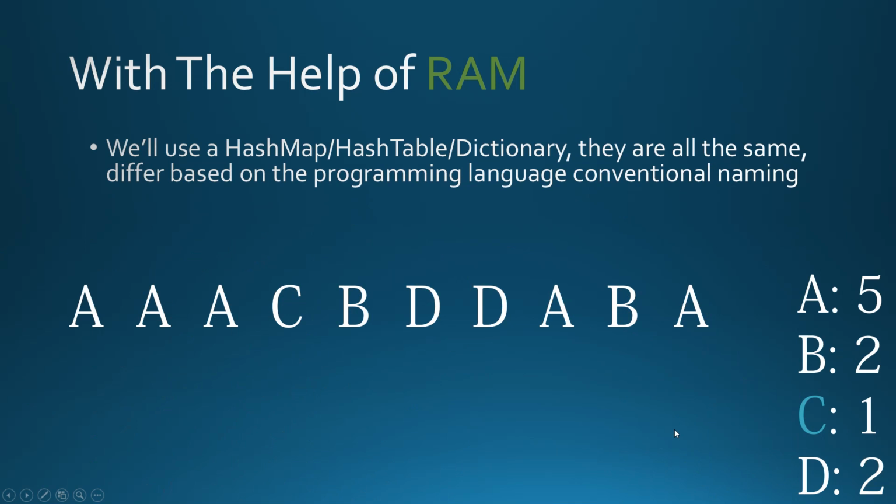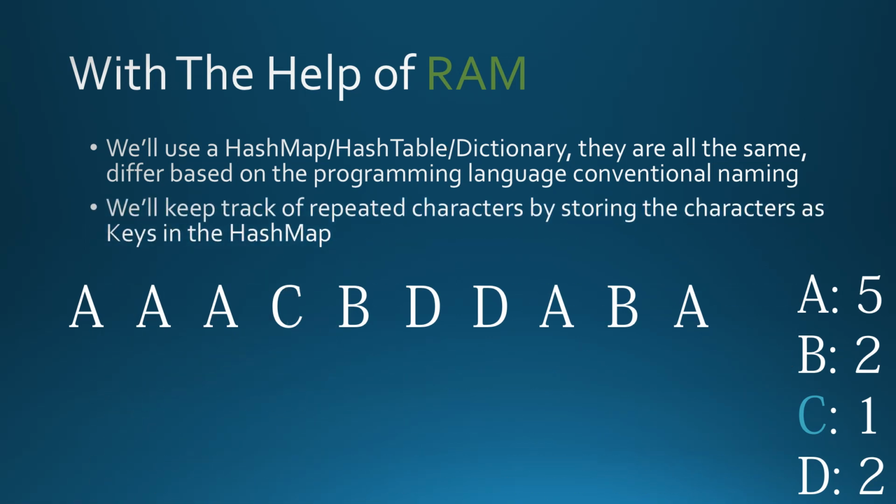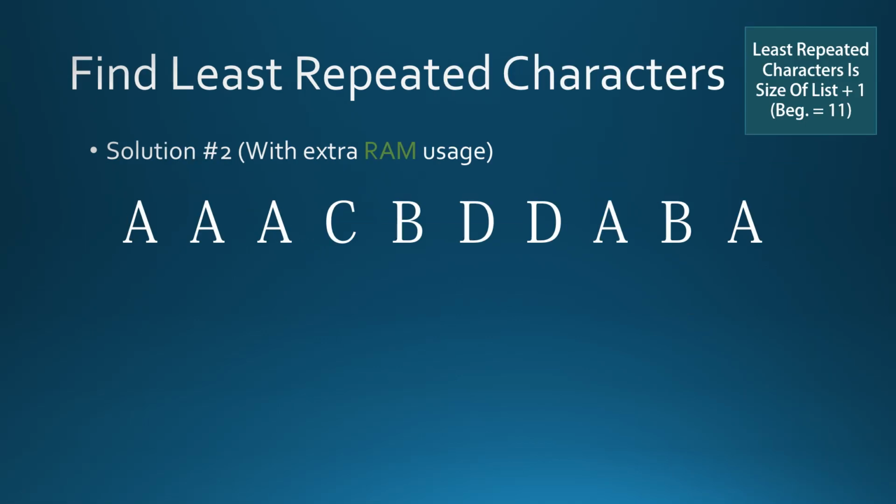Alright, so we will use a hash map or hash table or dictionary, based on whatever language you're used to writing. They are all the same, but based on the programming language, they have different conventional names. Anyway, we will keep track of the repeated characters by storing the characters as keys in the hash map. Like this one, we have A, B, C, and D. Those are the unique characters in our list, and 5 is the repeat count, 2 is the repeat count, 1, 2 also are the repeat counts.